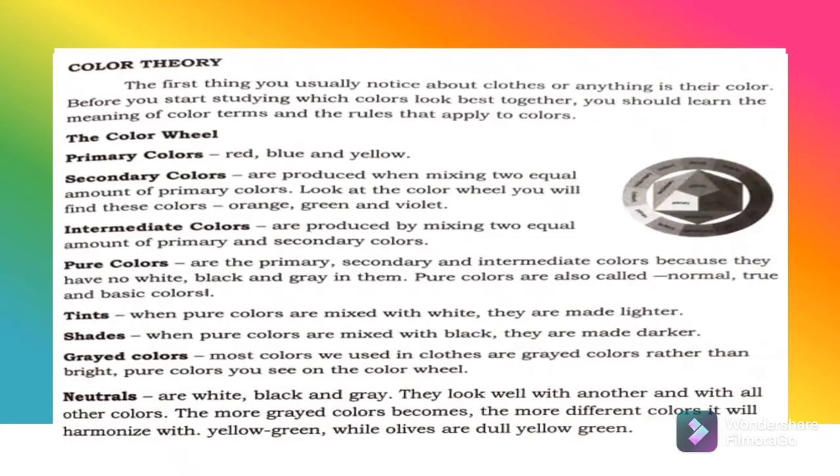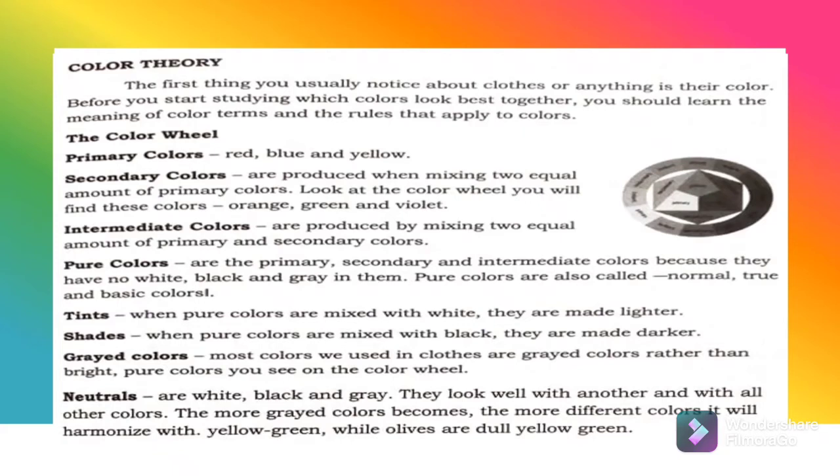Secondary colors are produced when mixing two equal amounts of primary colors. So if you mix red and blue, or blue and yellow, you are producing secondary colors. Intermediate colors are produced by mixing two equal amounts of primary and secondary. Pure colors are the primary, secondary, and intermediate colors because they have no white, black, or gray in them. Pure colors are also called normal, true, and basic colors.